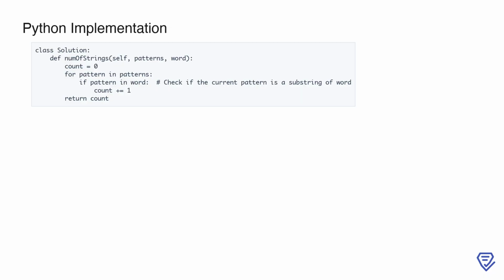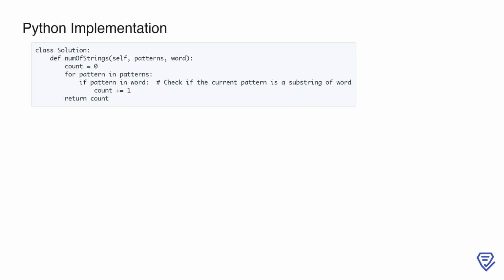4. Iterating through patterns. The for loop iterates over each string in the patterns list. This ensures that we systematically check every pattern against the target string. 5. Checking substrings. The if pattern in word condition determines whether the current pattern exists as a substring within word. The in keyword is a Pythonic and efficient way to perform this check. 6. Updating the count. If the condition is true, the count variable is incremented by 1. This step ensures that each matching pattern contributes to the final tally. 7. Returning the result. After all patterns have been checked, the method returns the value of count, which represents the total number of patterns found as substrings in word.